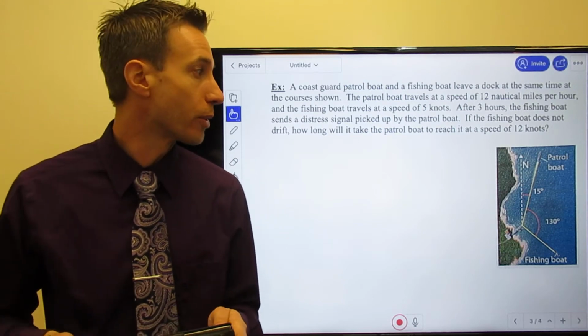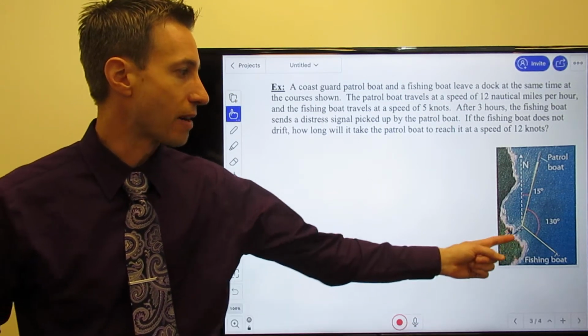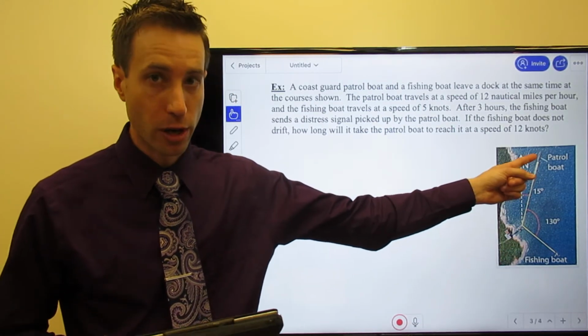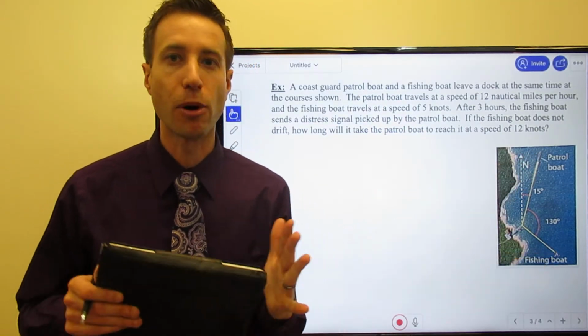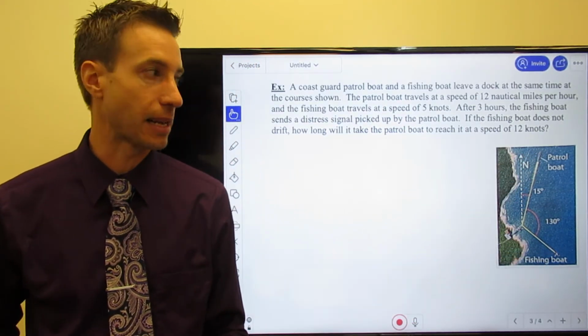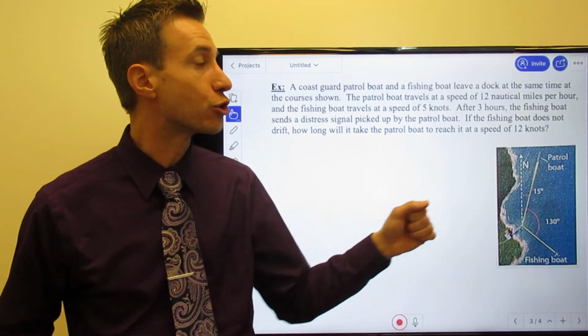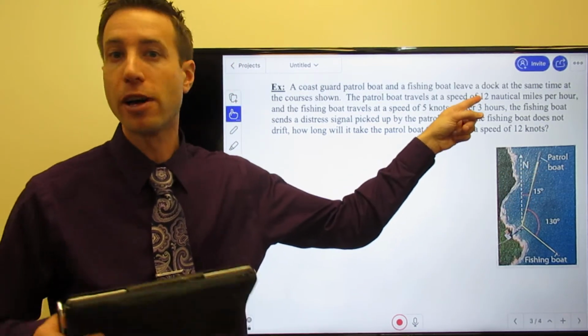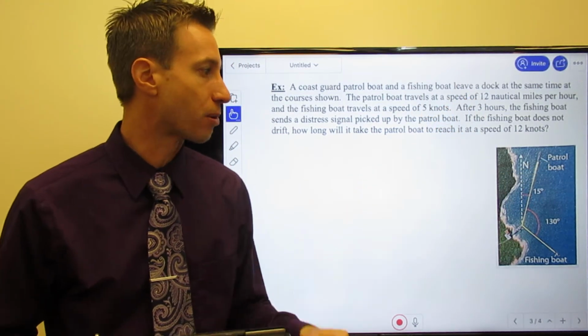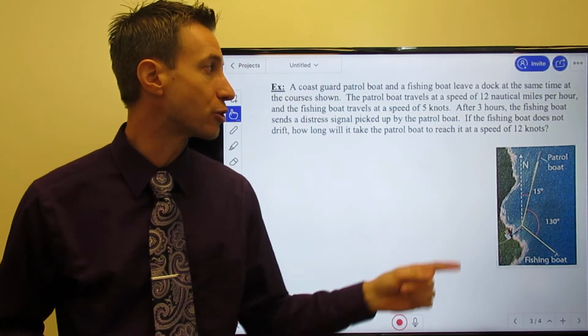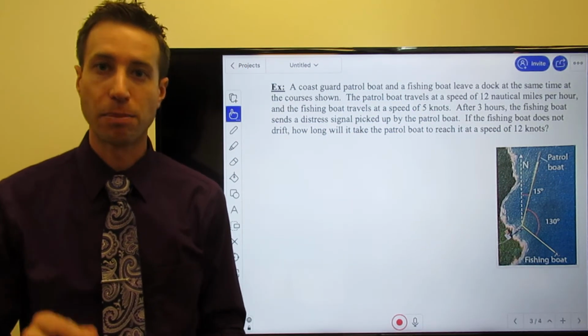So let's go ahead and take a look at what we got here. Essentially, here's what happens. We have a port. Both a Coast Guard patrol boat and a fishing boat leave the port at the exact same time. The patrol boat is traveling at 12 nautical miles per hour, or 12 knots. The fishing boat is simply traveling at 5 knots.